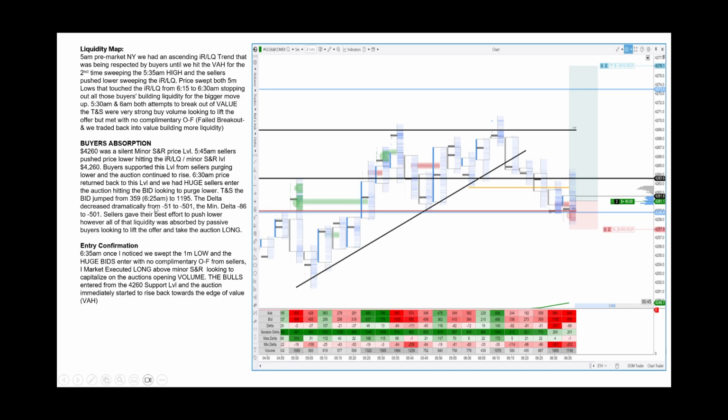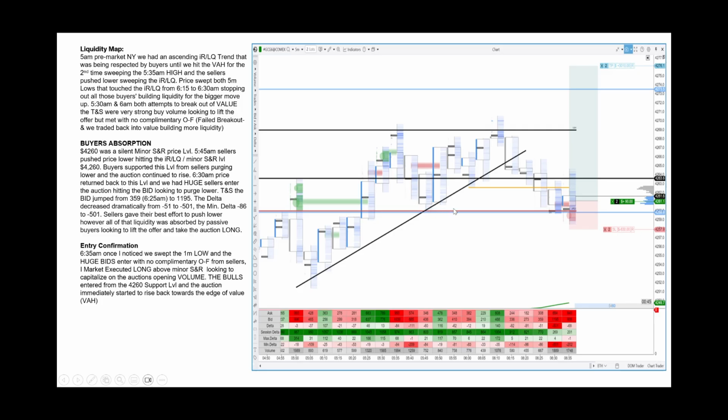The bid jumped 359 to 1195. The delta decreased dramatically from -51 to -5. I was supposed to say max delta. Please excuse me. The max delta went from -86 to -501. Sellers gave their best effort to push lower. However, all of that liquidity was absorbed by passive buyers, all of these passive buyers just sitting right here.